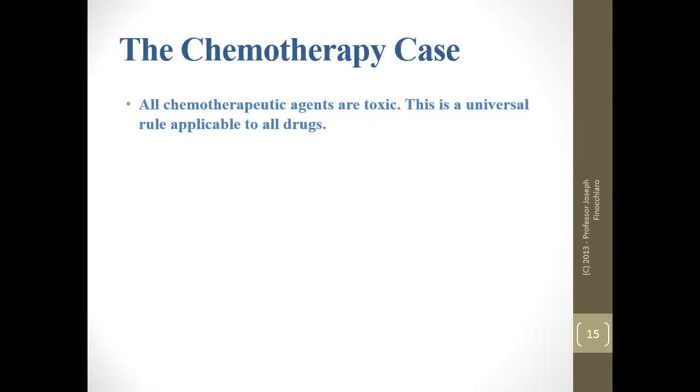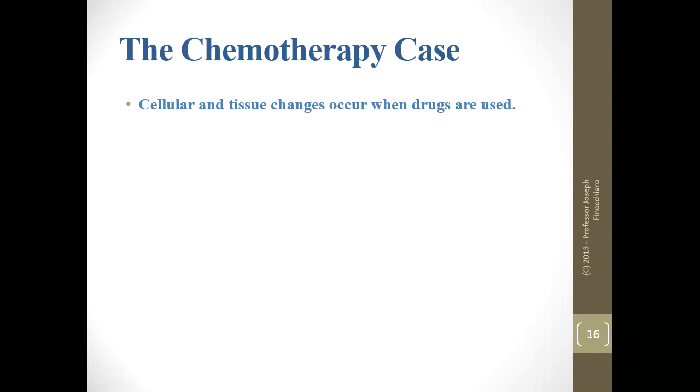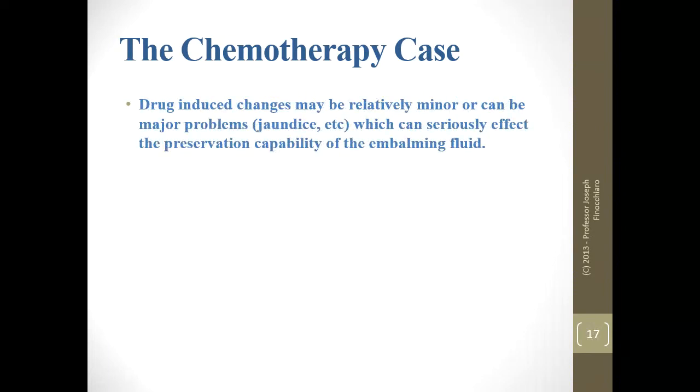All chemotherapeutic agents, all medicines are toxic in some way, shape, or form. That's why we have prescriptions so that we moderate their use. Cellular and tissue changes occur when we use a drug. So drug-induced changes may be relatively minor, or they could be major. So that's something like jaundice.